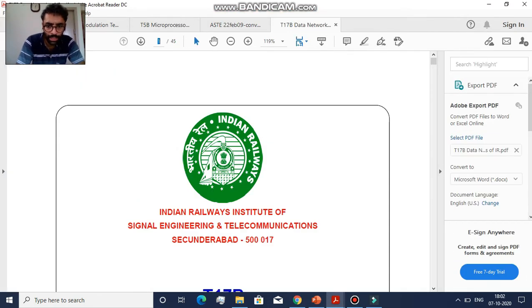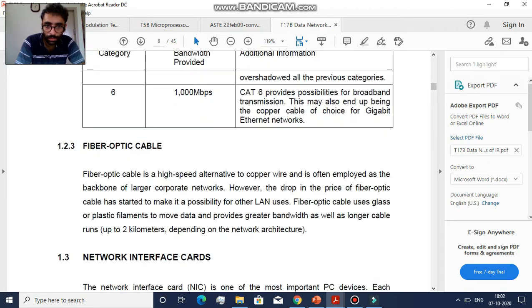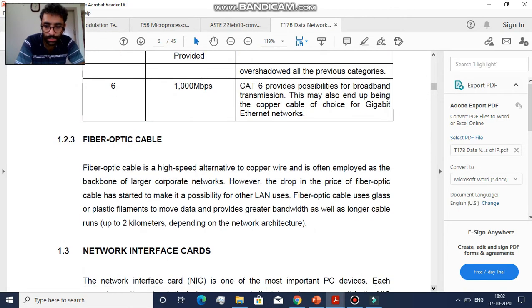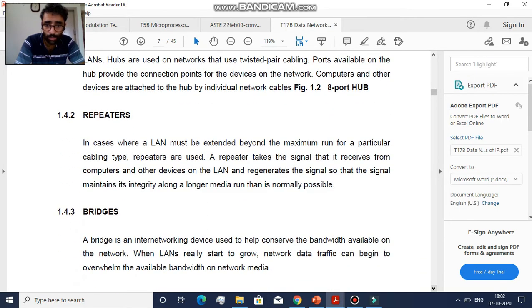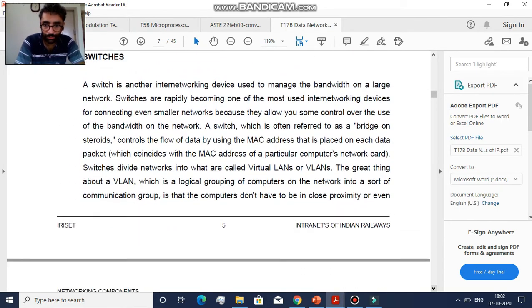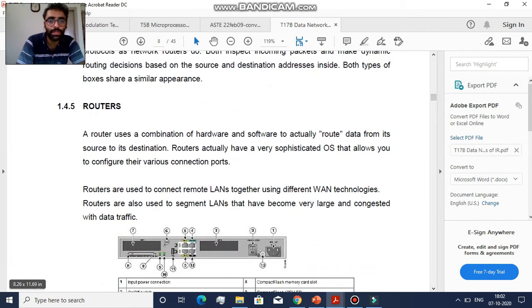So page 8 I guess was the page that we had to refer to. So this is what we are going to refer to. Now routers: a router uses a combination of hardware and software to actually route data from its source to destination.